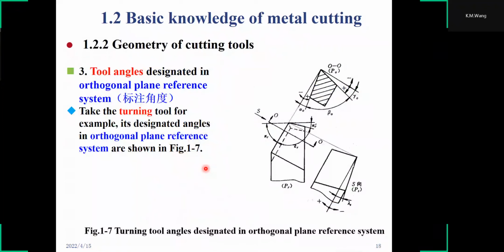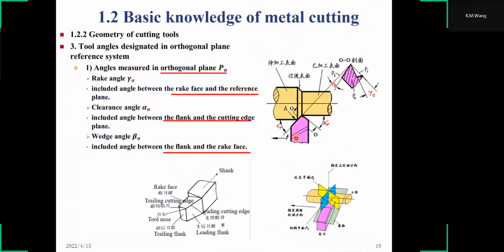And the other important knowledge is two angles. Maybe this angle is difficult to understand. I found some other pictures for you for better understanding. The first three important angles are in the orthogonal plane PO. In this plane, there are three important angles: rake angle, clearance angle and wedge angle.